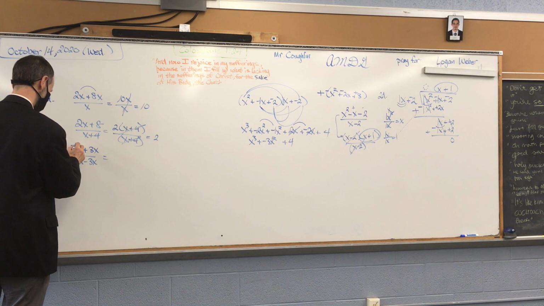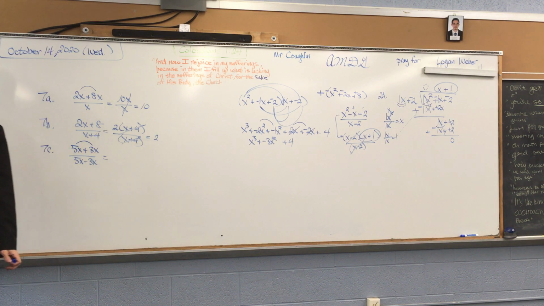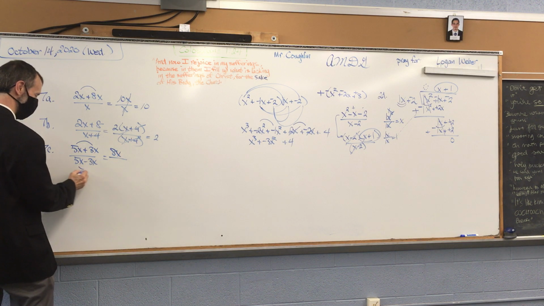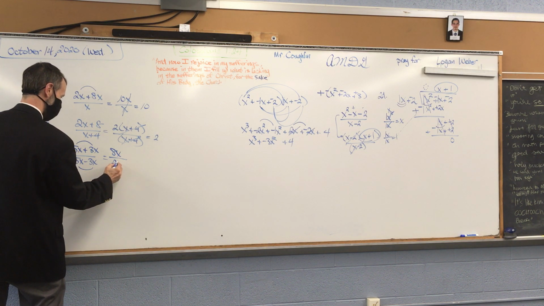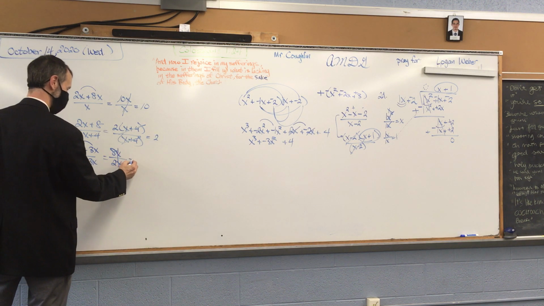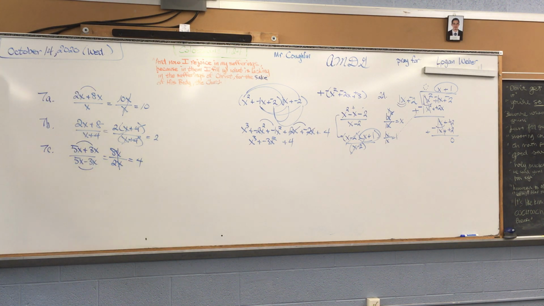Okay, you had me going there for a minute. What's 5x plus 3x? 8x. 5x minus 3x is just 2x. Now do it. The x's cancel. 8 over 2, 4.